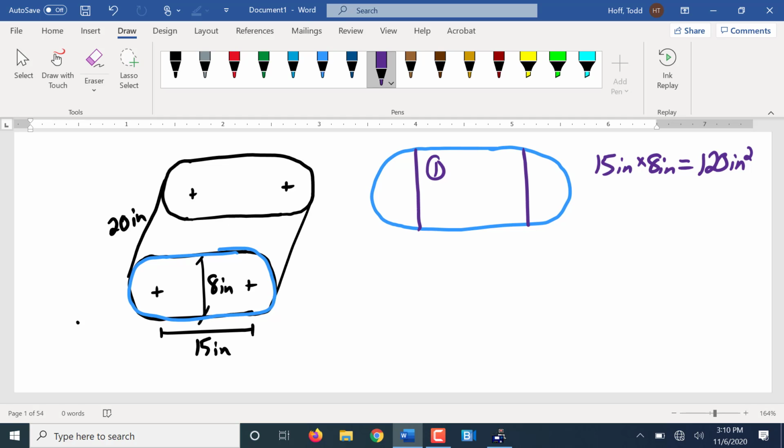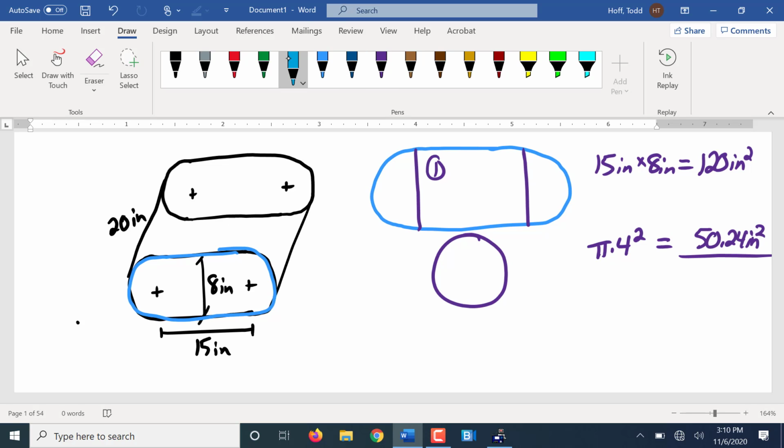Which, again, we cut them off and we put them together to make one full circle. How do we find its area? Pi times 4 squared, which is 50.24. So that adds up to be the area of a base, which is 170.24 square inches.